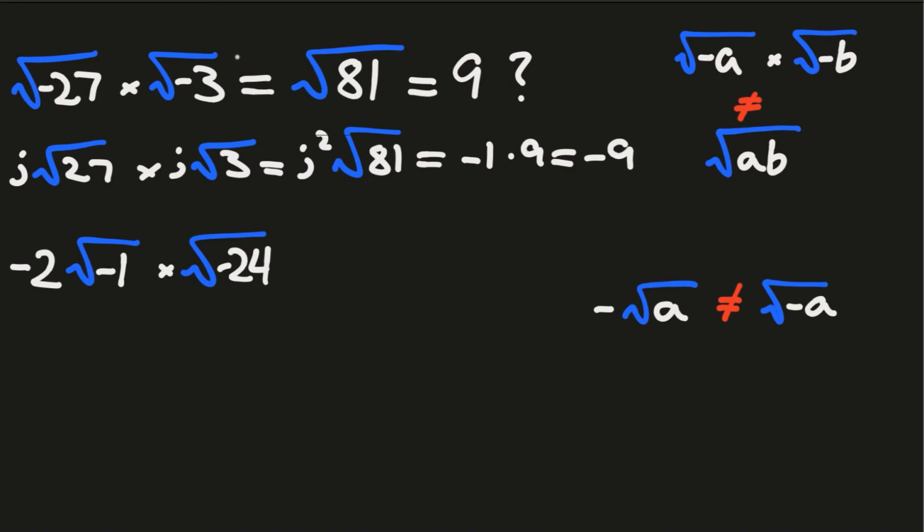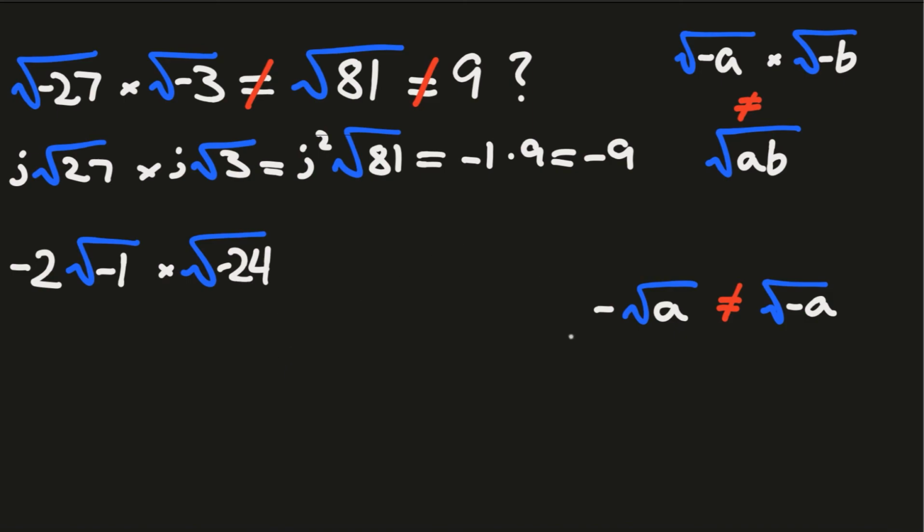And using this method, we can confirm that the square root of negative 27 times the square root of negative 3 does not equal 9. Now that we know this rule holds true, we want to see what happens when we multiply negative 2 times the square root of negative 1 and the square root of negative 24.